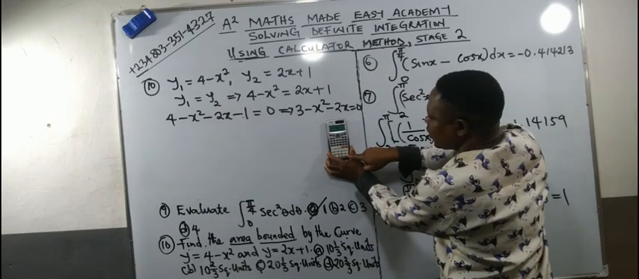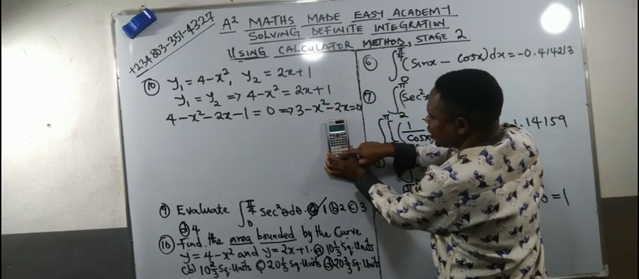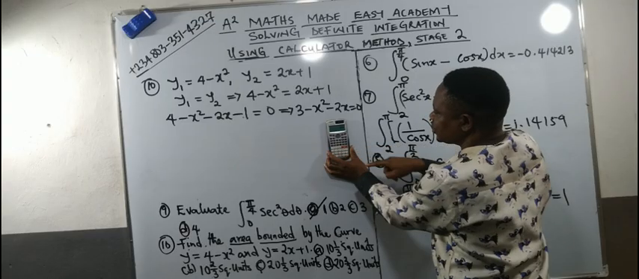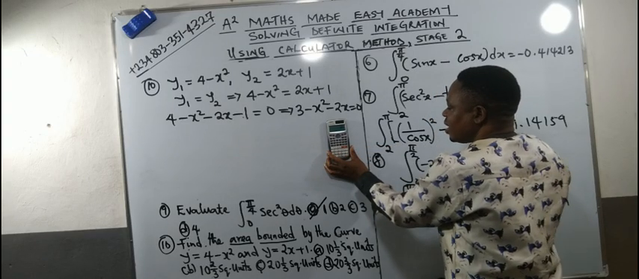Are you with me? Then equal to. Finally, the constant. What is the constant? 3. I'll punch in 3. Then equal to. I am inputting the digits.